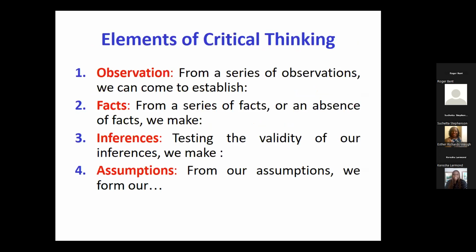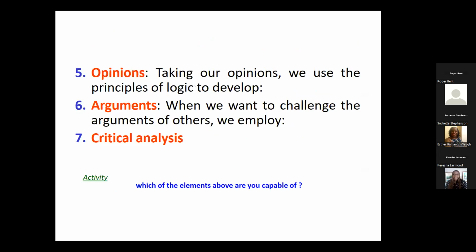Elements of critical thinking: observation. From a series of observations, we come to establish what is true. We come to establish fact. From a series of facts, we make inferences. And those we are testing. We're looking at the validity of it, whether it makes sense and in what ways it makes sense. From those, we make assumptions, and from our assumptions, we come up with opinions.